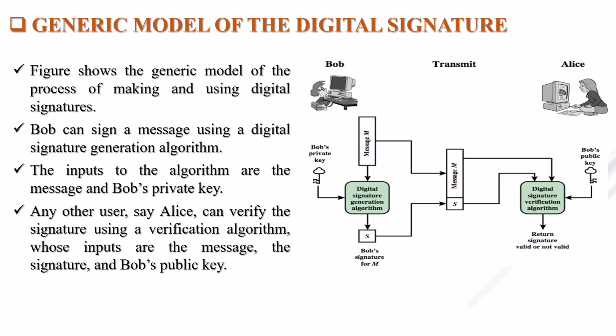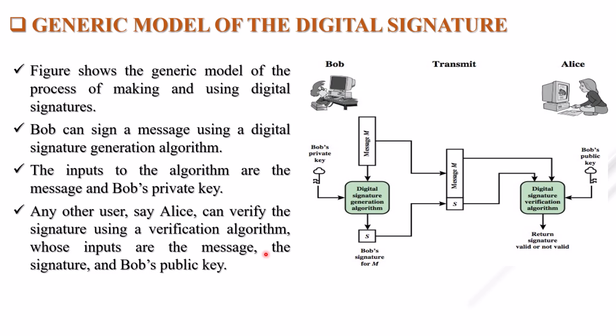So this is a generic model of digital signature. A digital signature is an authentication mechanism that enables the creator of a message to attach a code, okay, we are attaching some code, that acts as a signature. Typically, the signature is formed by taking the hash of the message and then encrypting the hash with the creator's private key. The signature guarantees the source and the integrity of the message.